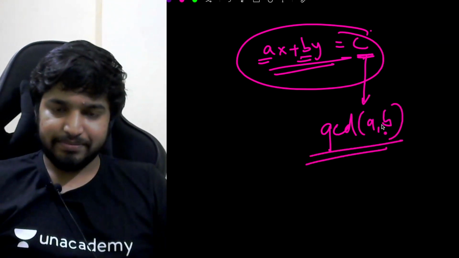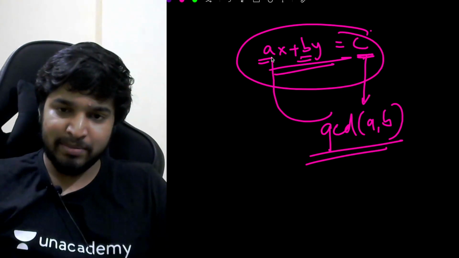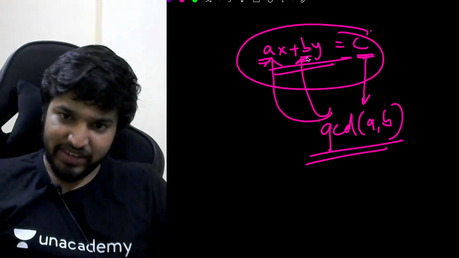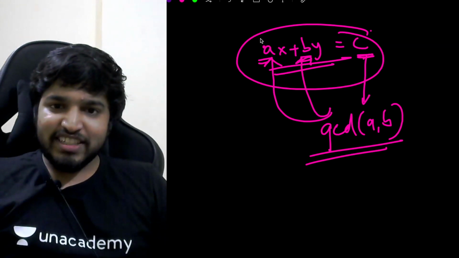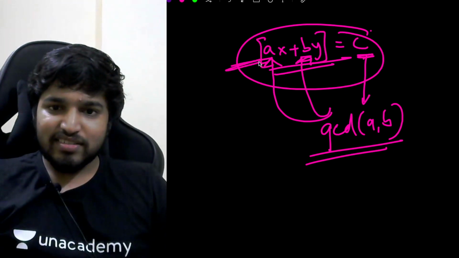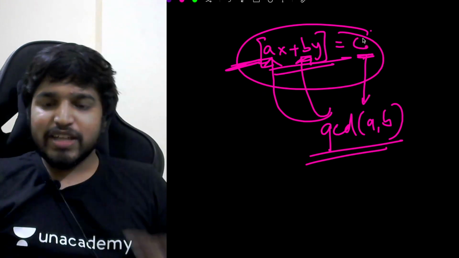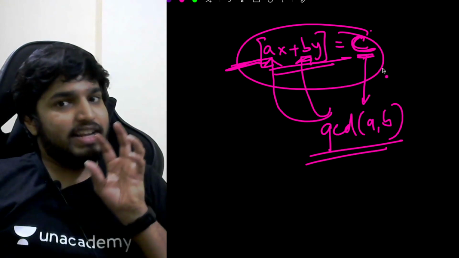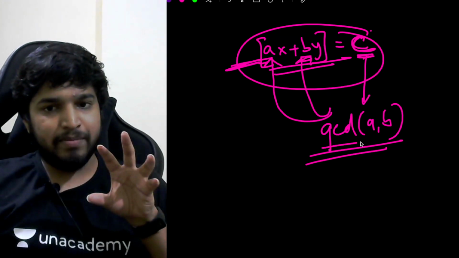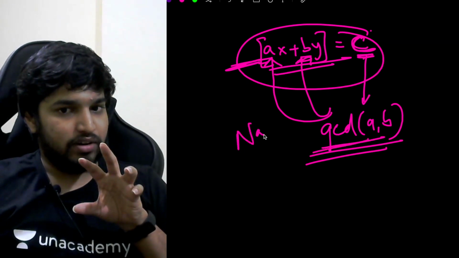As simple as that. Because GCD of A comma B is the largest number which divides A, and the largest number which divides B, meaning you can take the GCD common over here, which would imply that C should also be divisible by GCD of A comma B. If it is not divisible by GCD of A comma B, then there is no solution at all.